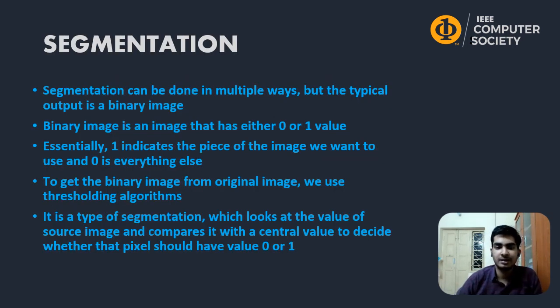Now we will see an important function in computer vision, which is called segmentation. Segmentation has many ways, but the typical output is a binary image. A binary image is an image that has either 0 or 1 value. Essentially, 1 indicates the piece of image we want to use, and 0 is every other thing. To get the binary image from the original image, we use some thresholding algorithms. It's a type of segmentation which looks at the value of the source image and compares it with the central value to decide whether that pixel should have the value of 0 or 1.